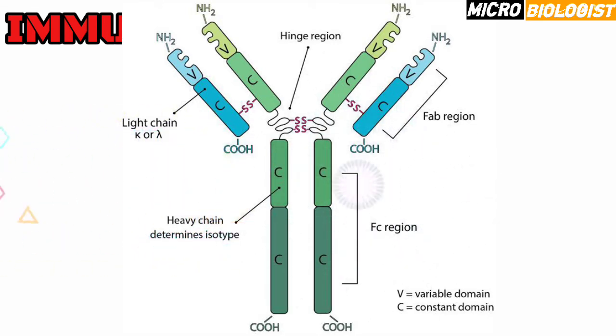So if we look at the heavy chain, there are 4 regions. The distal end is the variable heavy region, and further there are 3 other parts, so it is divided into 4 parts. The constant regions of the heavy chain are numbered as CH1, CH2 and CH3. These are the 4 regions of the heavy chain.